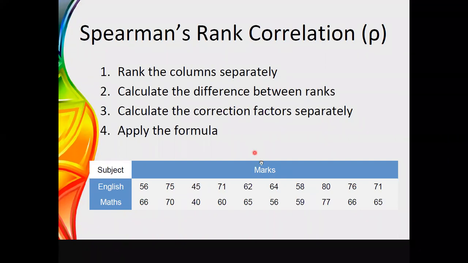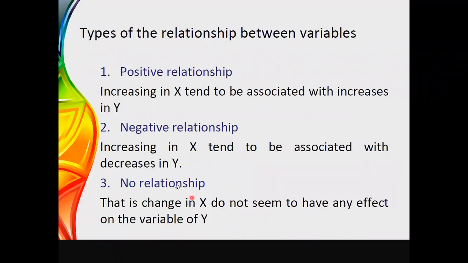And thereafter, we will see about their interpretations. We have already gone through positive relationship, negative relationship, and no relationship. Positive means if we increase the value of x, then the y value also increases. If you see a diagram like this, as x increases, y also increases. This is the positive relationship.